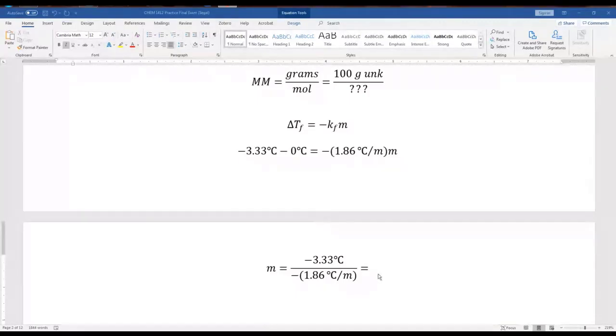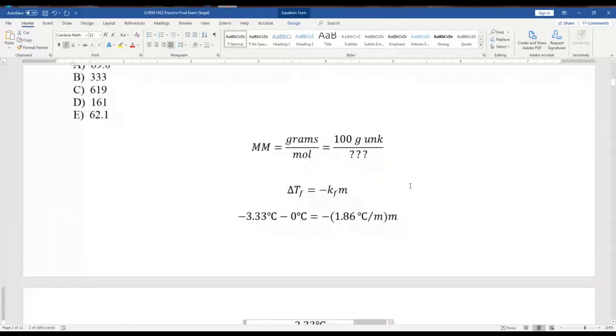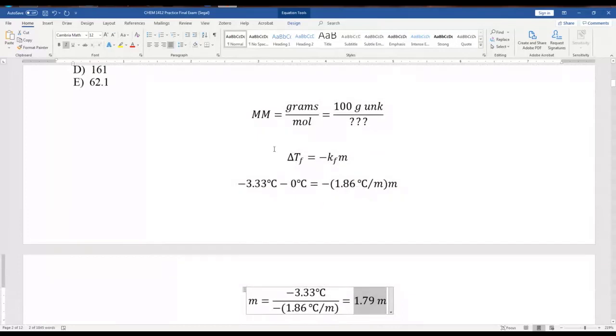Yeah, 1.79. So this is going to be 1.79 molality. Okay. Well, remember, we have to keep our focus on what we're trying to solve. What we're trying to solve for is the molar mass. And to solve for the molar mass, I need the moles of the unknown. I still don't have the moles of the unknown. I have the molality.